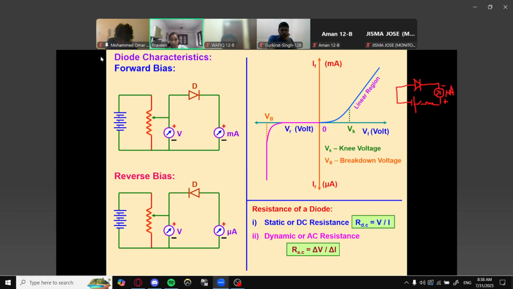Okay. So we will get a graph, as you can see over here. And the VI graph is not a straight line. So the junction diode, a PN junction diode, does not obey Ohm's law. Okay. So initially you can see that when you are increasing the voltage, the current is almost zero.